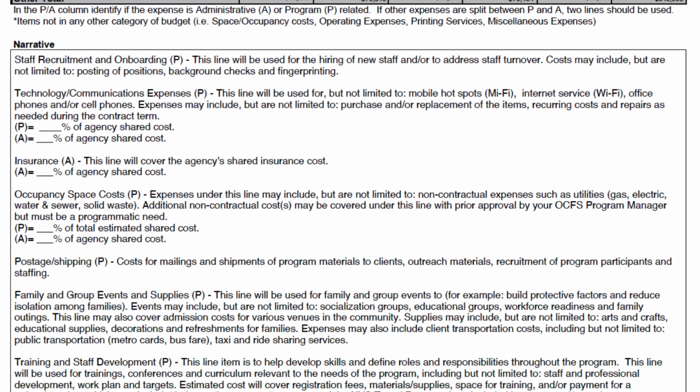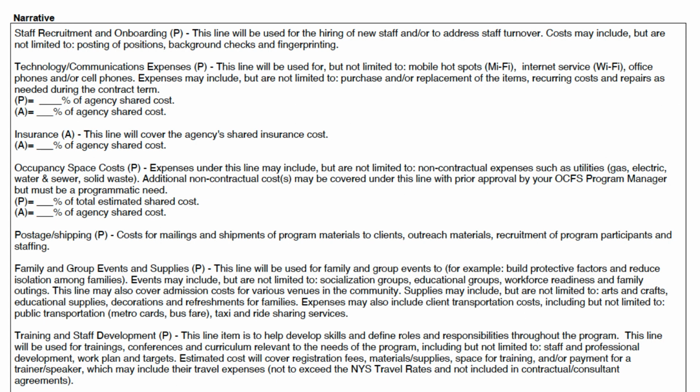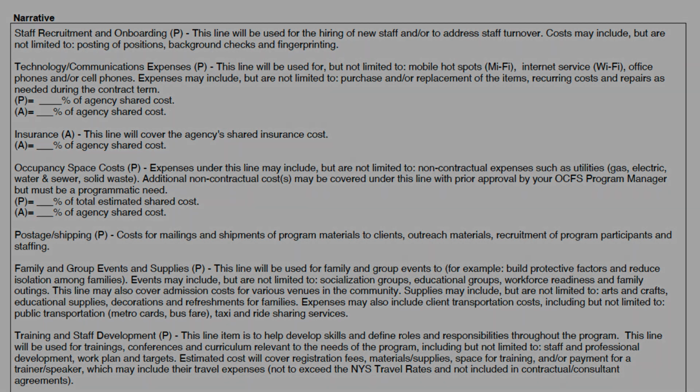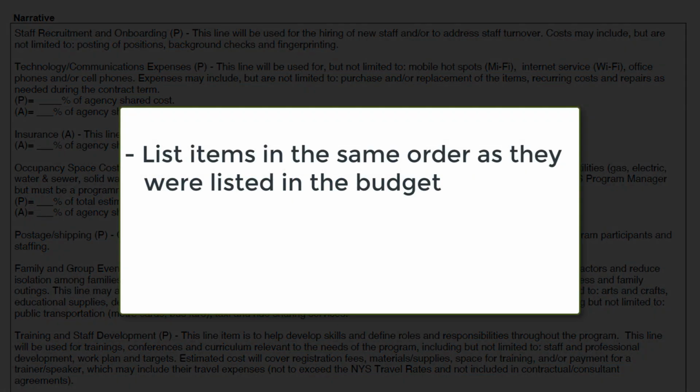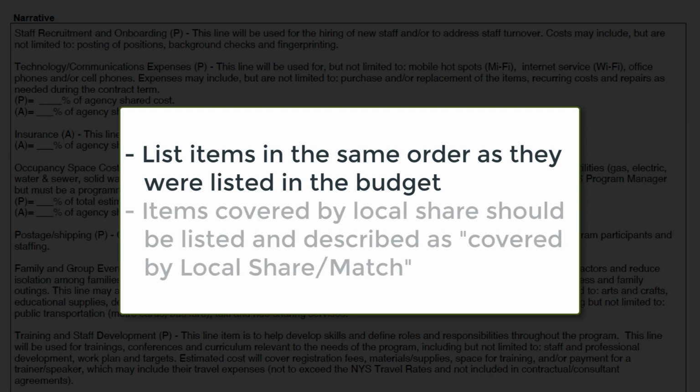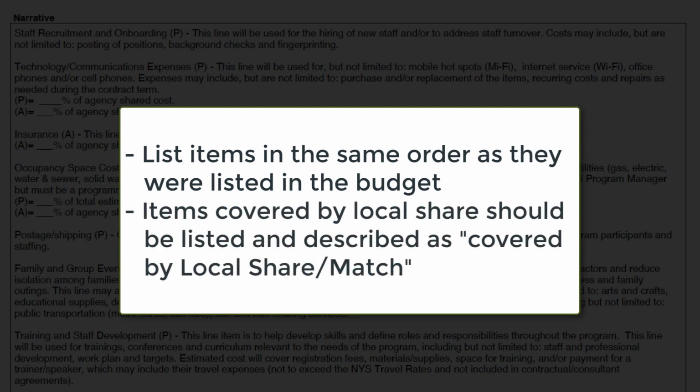Now, let's look at the B8 Other narrative that supports this budget. When completing the narrative section, there are several important things to include. Be sure to list items in the narrative in the same order they were listed in the budget. Items covered by local share should also be listed in the narrative and described as covered by local share or match. You can see examples of local share items within the other budget videos.